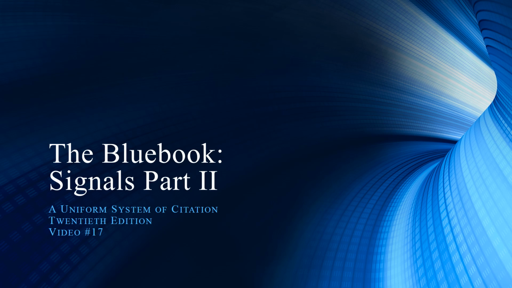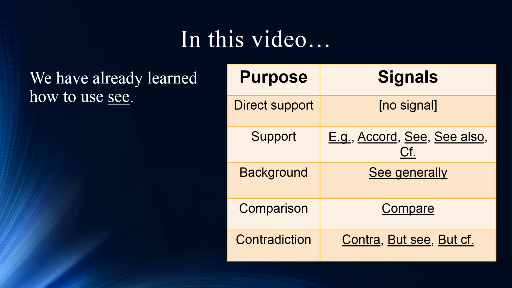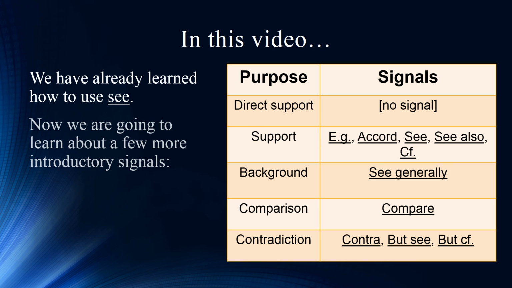Welcome to video number 17 of the Blue Book on Signals Part 2. We have already learned how to use the signal C. However, as you can see from this graph, there are many different types of signals that can be used. You'll notice that each signal has its own purpose. For example, giving support, background, comparison, or contradiction. In this video, we are going to learn about just a few of these introductory signals. See also, CEG, and but C.